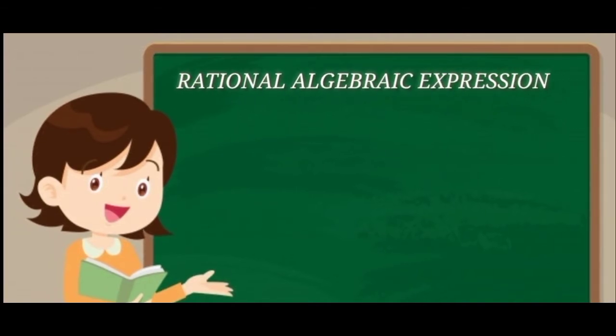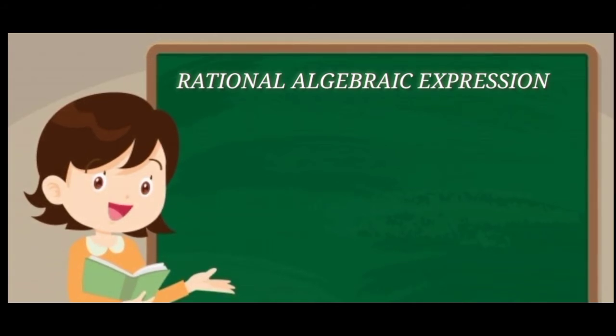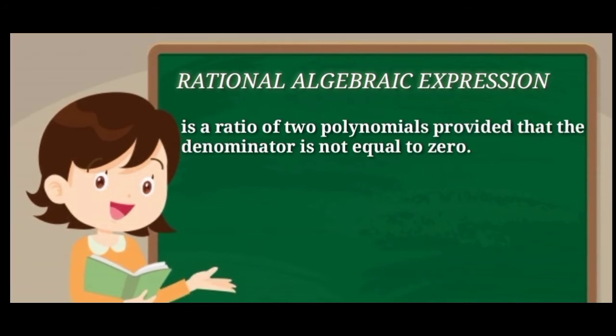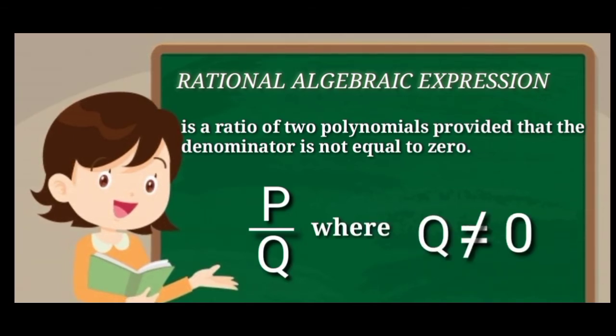Before we start our lesson, let us first define what a rational algebraic expression is. A rational algebraic expression is a ratio of two polynomials, provided that the denominator is not equal to 0. In symbols, p over q, two polynomials where q is not equal to 0.